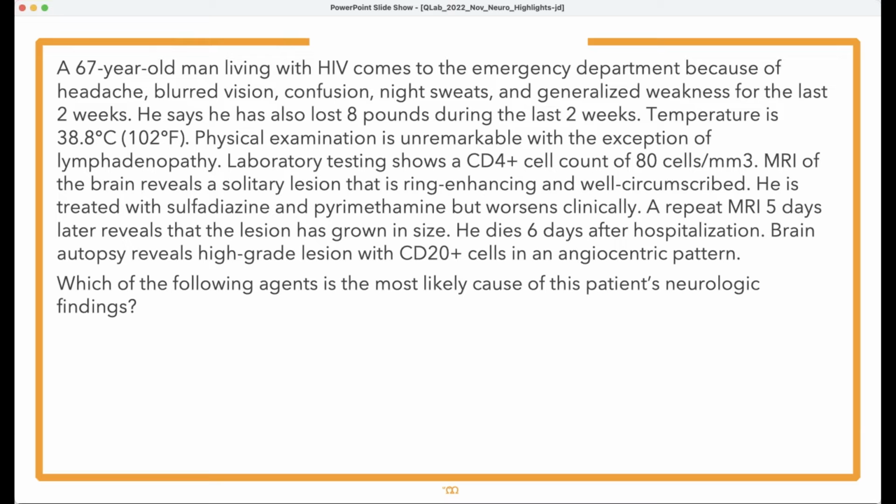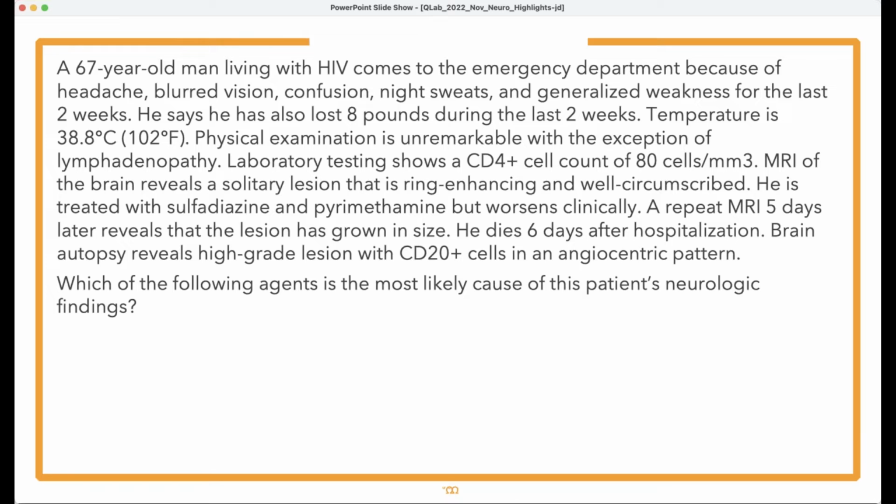A 67-year-old man living with HIV comes to the emergency department because of headache, blurred vision, confusion, night sweats, and generalized weakness for the last 2 weeks. He says he has also lost 8 pounds during the last 2 weeks. Temperature is 38.8. Physical examination is unremarkable, with the exception of lymphadenopathy. Laboratory testing shows a CD4 cell count of 80 cells. MRI of the brain reveals a solitary lesion that is ring-enhancing and well-circumscribed.